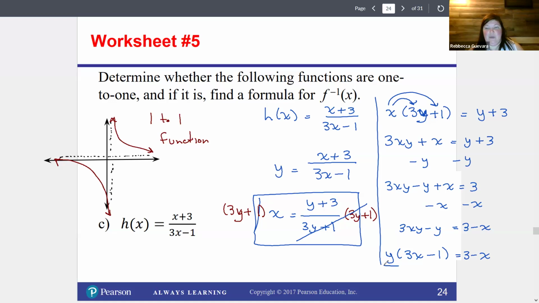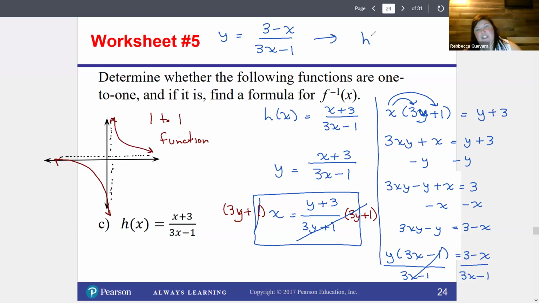And then I'm just going to divide both sides by 3x minus 1. And what we're going to end up with, which I'll write up here, that will cancel. y is going to be equal to 3 minus x over 3x minus 1. Which then we can change. So this original function was h. We're going to change this to h inverse is equal to 3 minus x over 3x minus 1.